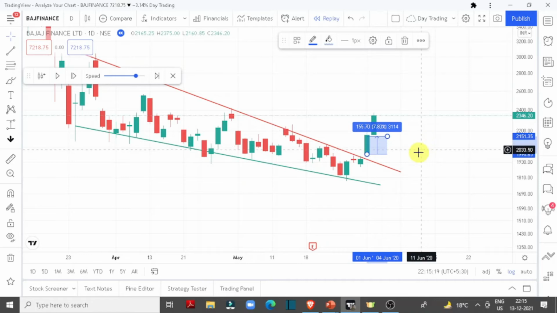What some people do is that if a breakout candle is more than 100 points, like if the breakout candle is bigger than 100 points, then only we will consider that the breakout is real. Otherwise we will say that the breakout is false.